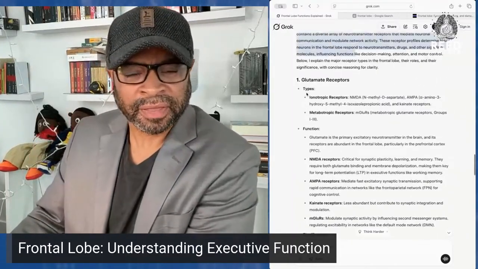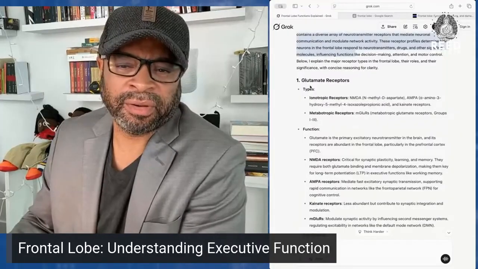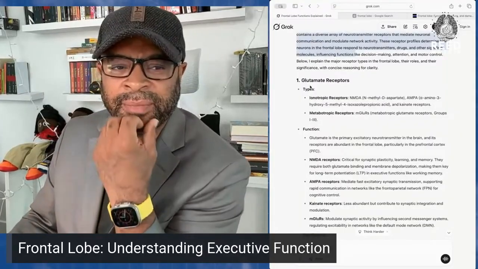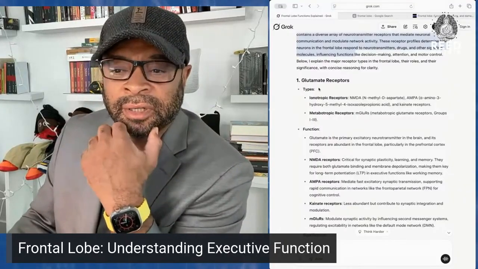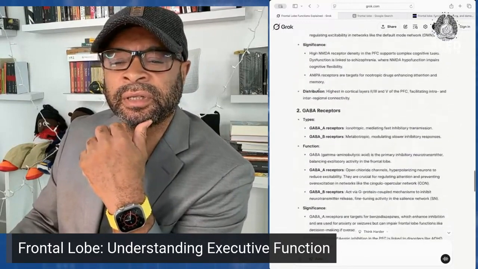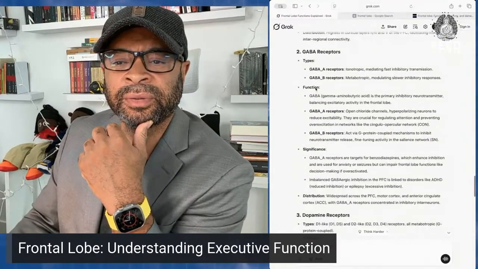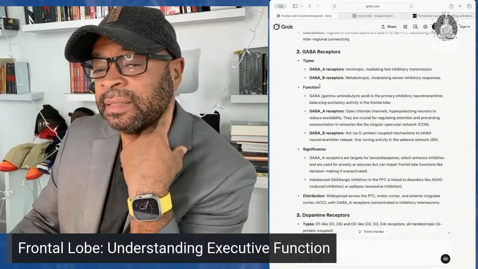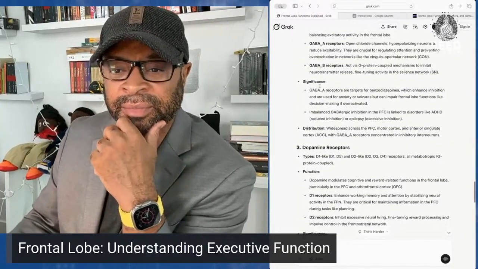So I think this is one of the reasons why Depakote and lithium are very effective in diffuse traumatic brain injuries, particularly ones that may involve the frontal lobe. So here are glutamate receptors, GABA receptors. So GABA, the major mood stabilizers, and also benzodiazepines, IM benzodiazepines.